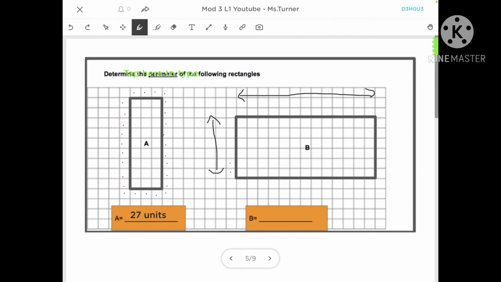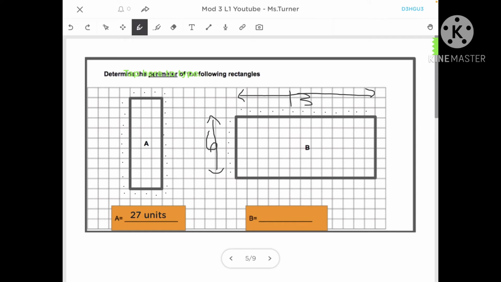1, 2, 3, 4, 5, 6. 6 units for our width. And what about our length? Count with me. 1, 2, 3, 4, 5, 6, 7, 8, 9, 10, 11, 12, 13. 13 units for our length.